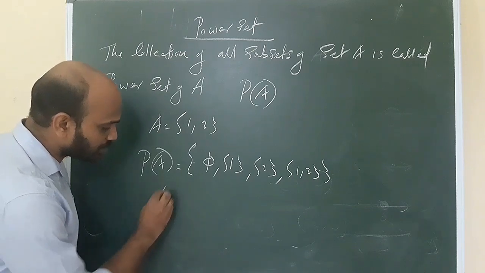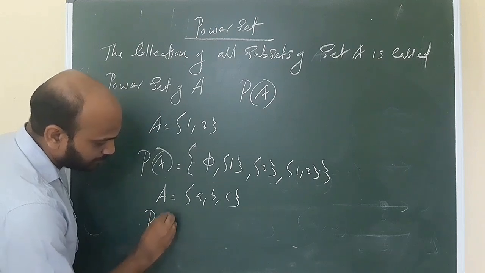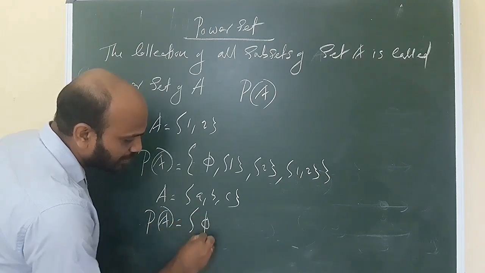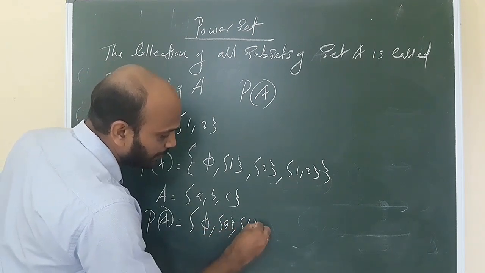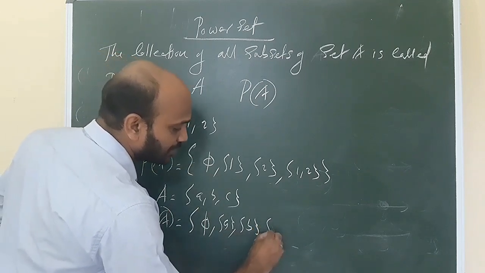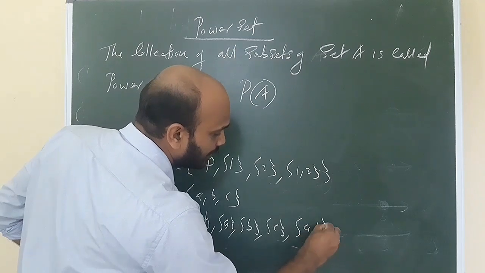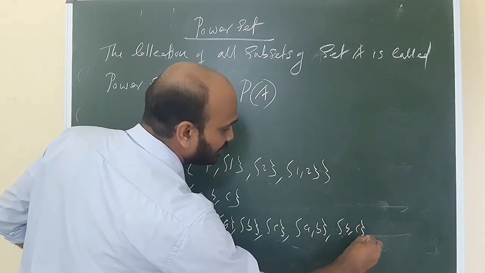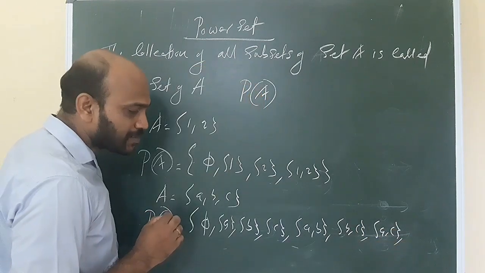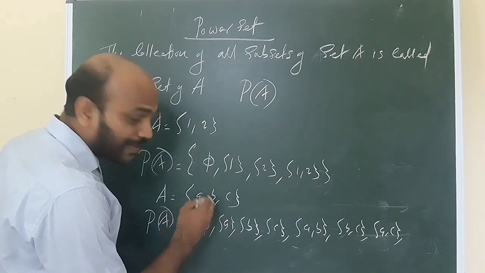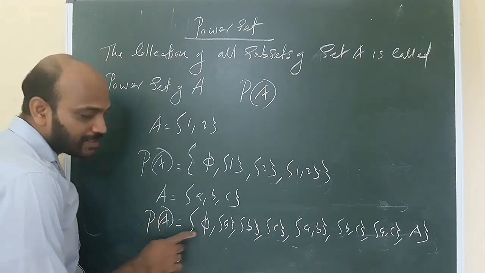We can do one more question. Suppose A equal to set A, B, C. Write P of A. P of A equal to null set, first one. Then sets containing one element, that is set A, set B. Set B is a subset of ABC. Set C. Then sets containing two elements we can write, that is set AB, set BC. Okay. Then set AC. Then one more element is there, that is the set containing ABC. That means the same set A. You can write A as one element. So this P of A contains 8 elements.